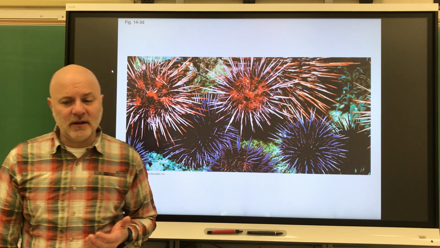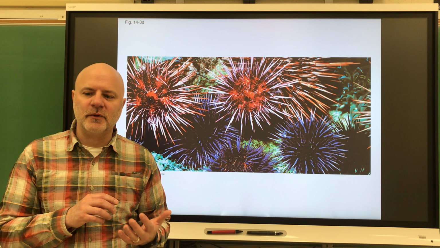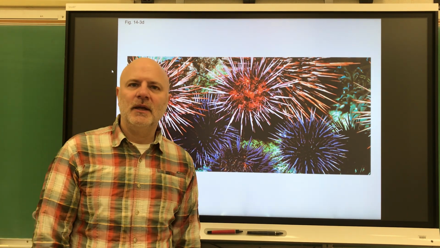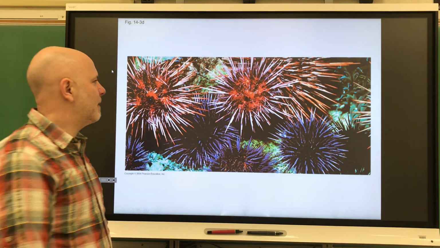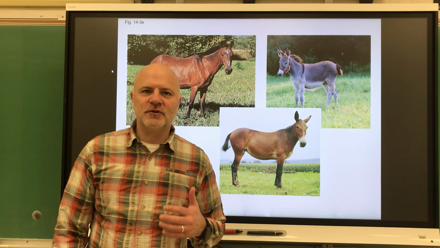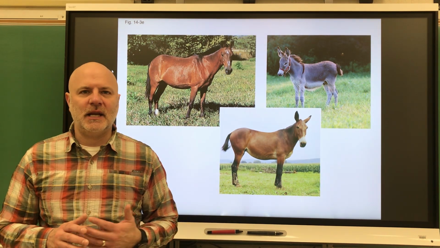Next is zygote mortality. This is if fertilization occurs, so the sperm fuses with the egg, but the zygote does not survive. It doesn't develop properly and dies in development. All right. Next is hybrid sterility. Hybrid sterility is where the zygote forms and develops, but the hybrid is sterile and it cannot reproduce.